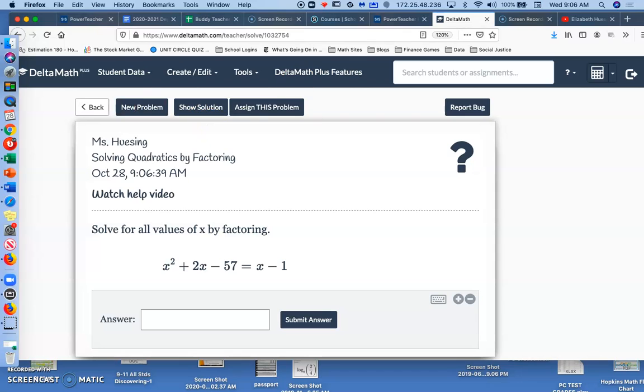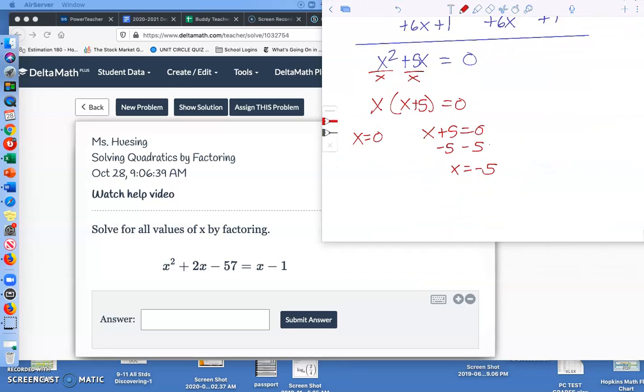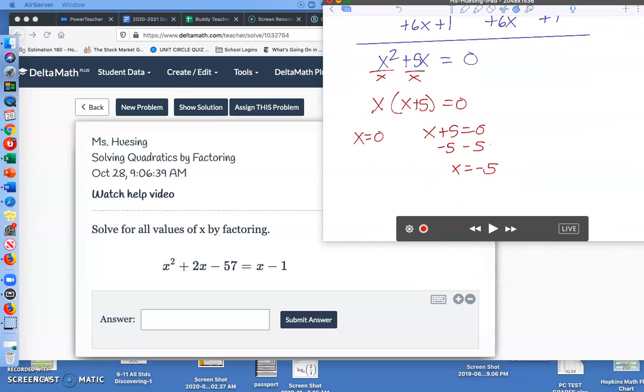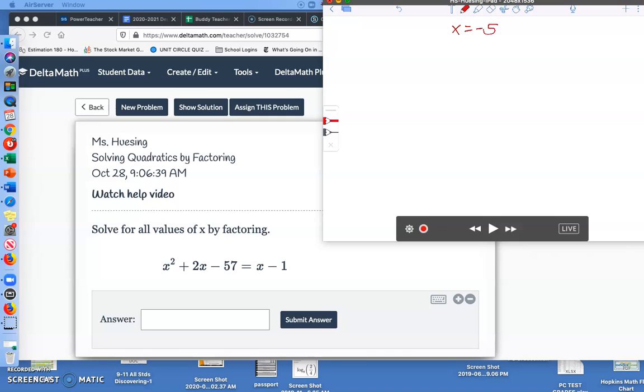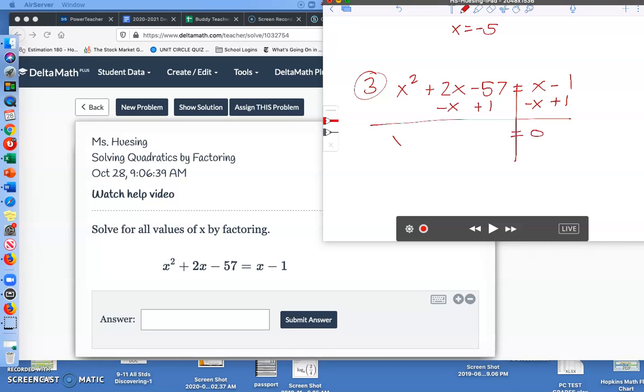And then there are some where you will have to do what we have done before, that box and circle. So we're going to take a look at this last one here to make sure you guys are okay with it. I apologize, I thought we were going to look at 2, but we'll look at 3. So we have x squared plus 2x minus 57 equals x minus 1. So when we solve this, minus x plus 1, minus x plus 1. So we have 0 over here.